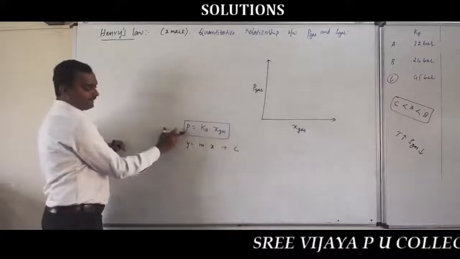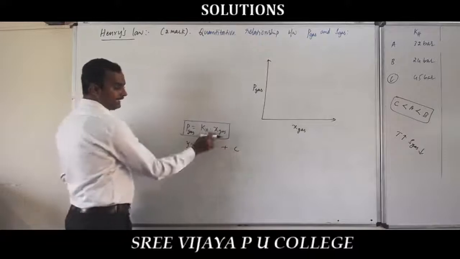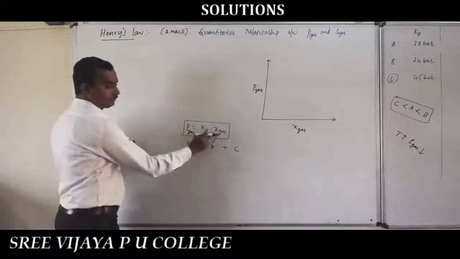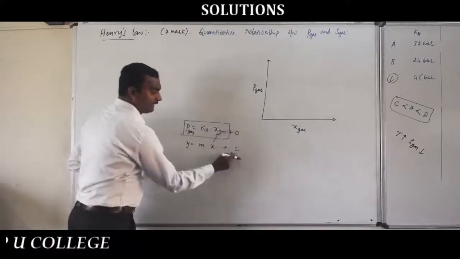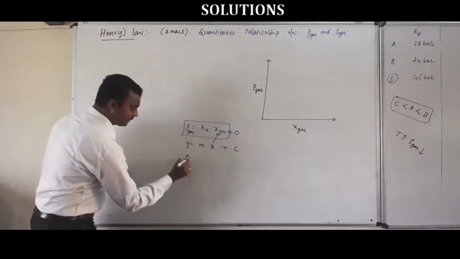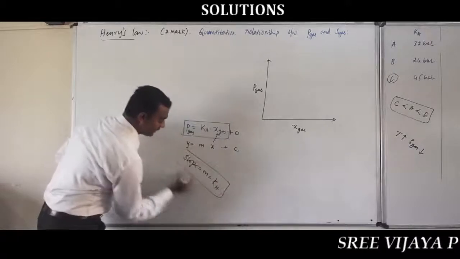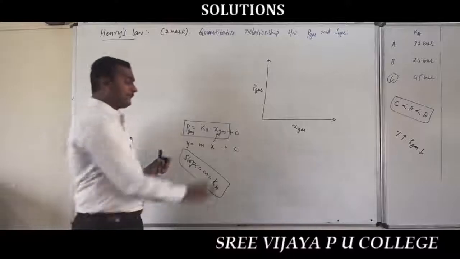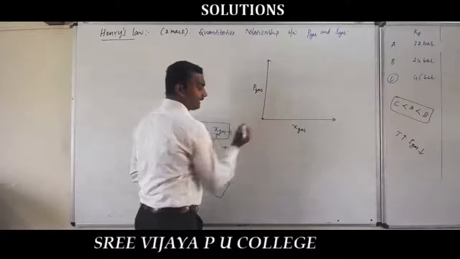So partial pressure of gas is taken on the y-axis and the mole fraction of the gas on the x-axis. X is mole fraction, taken on the x-axis. So the intercept is 0, but the slope m is equal to KH. Slope m is equal to KH, that is Henry's constant. Since the slope is positive, it is a straight line, and since the intercept is 0, definitely the graph starts from the origin.